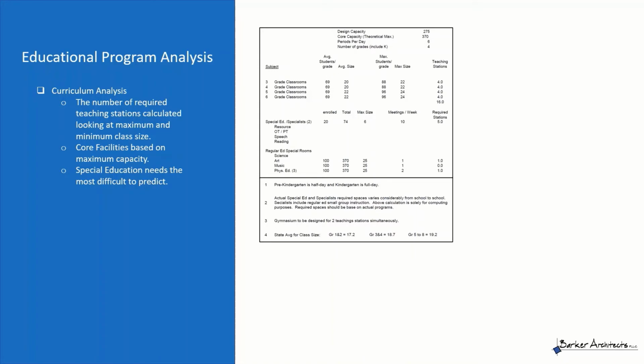Special education is one of the more difficult areas to plan because the number of students and the style of education can vary greatly over time.